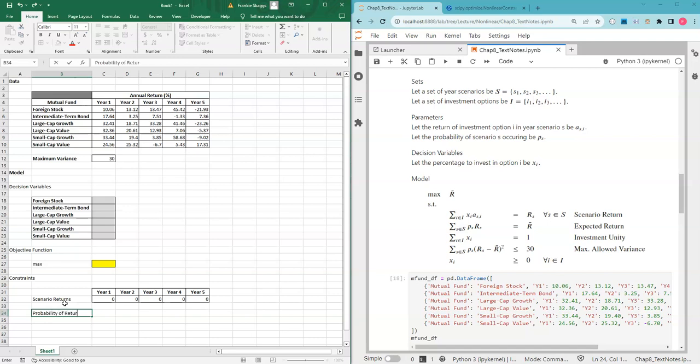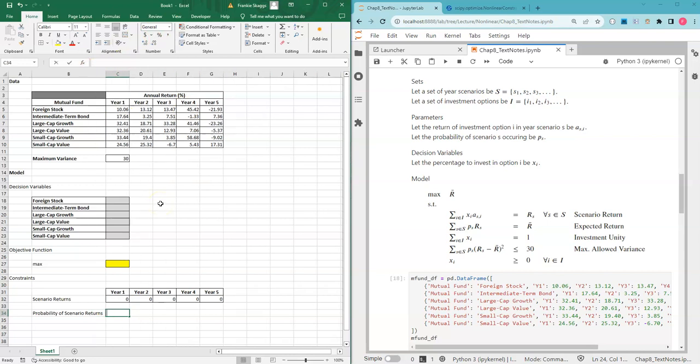Probability of returns. It's called probability of scenarios. Maybe do this instead. In this case, they're all equally likely, so I think I can use count A to determine how many years I have here. That's 5. And I want to invert that, so 1/5. So this is the constant P sub s that we've talked about at this point.